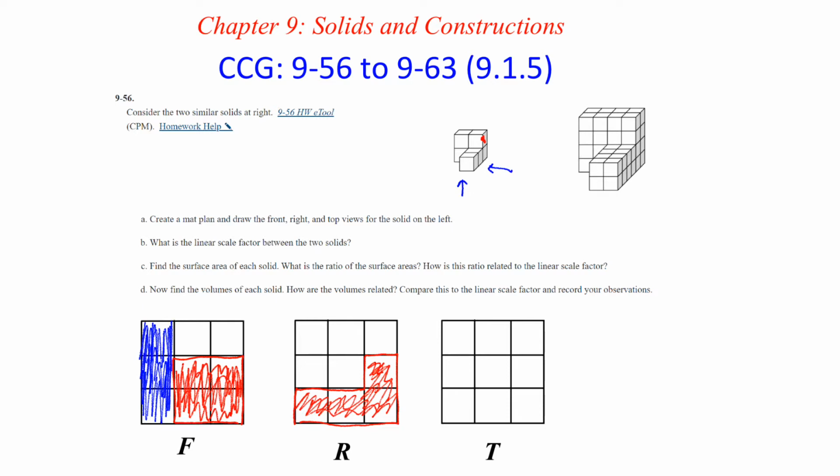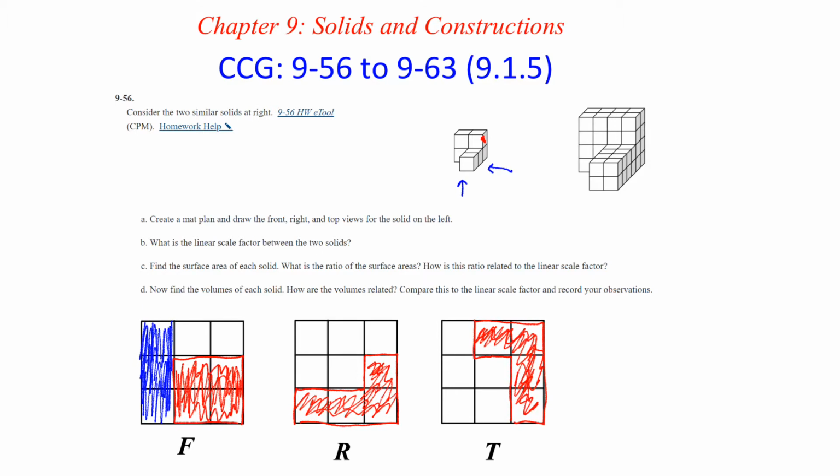And then from the top, you're going to see that this kind of L-shaped piece right here. You're missing all the other pieces, so. Alright, so that looks like the map plan.